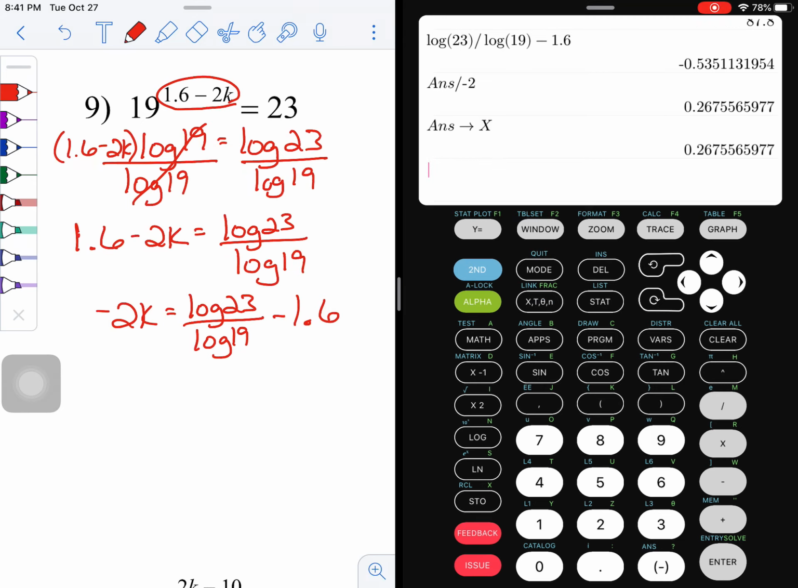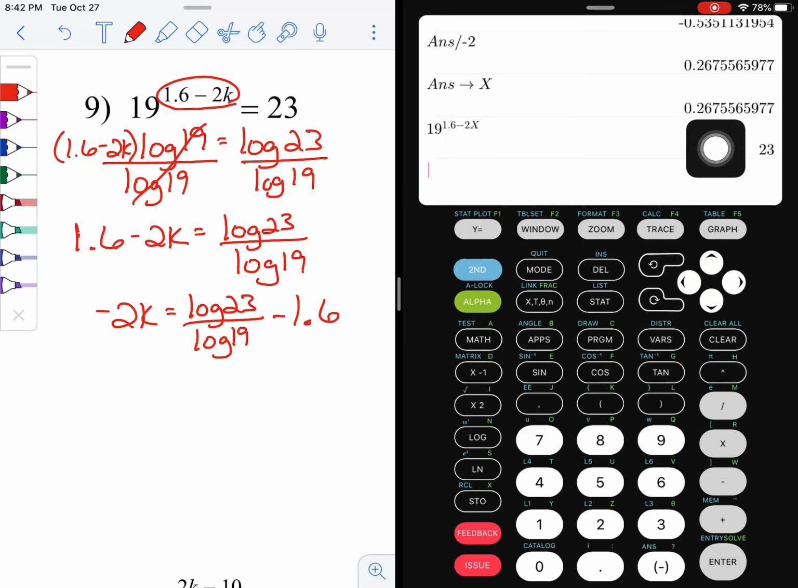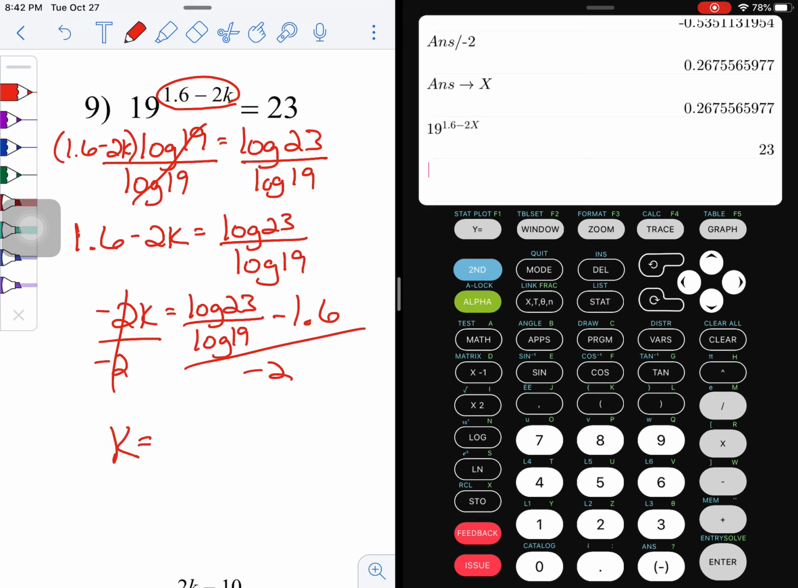Okay, and because I trust my calculator to tell me if I've done something horribly wrong, I'm going to test it. So 19 raised to the 1.6 minus 2. I used x. I tend to store it in x all the time. And that's equal to 23. So that tells me that this is my answer for k. All right, and if you want to show the division by -2 here, k is equal to 0.26755. We round to 6.